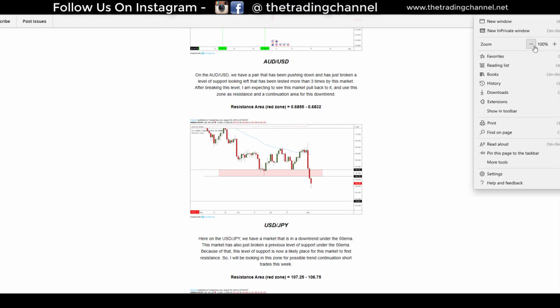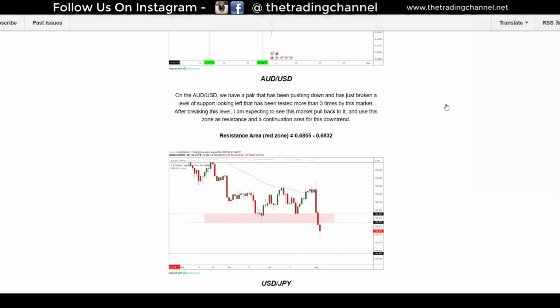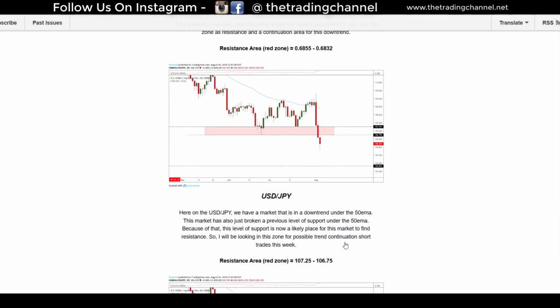for the dollar yen. I'll zoom in so you can see this a little better. Okay, so here on the dollar yen, I said that we have a market that is in a downtrend under the 50 EMA. This market also has just broken a previous level of support, and that this zone in red, you see right here, is an area I'll be looking for possible short trades.